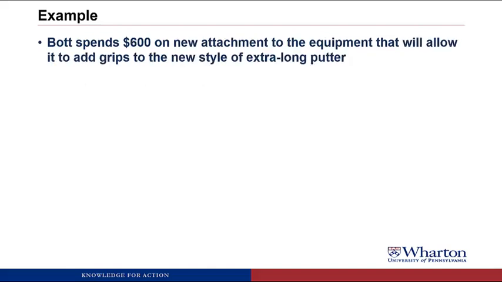Next, Bot spends $600 cash on a new attachment to the equipment that will allow it to add grips to the new style of extra long putter. So I'll put up the pause sign and you can try to figure out this journal entry.